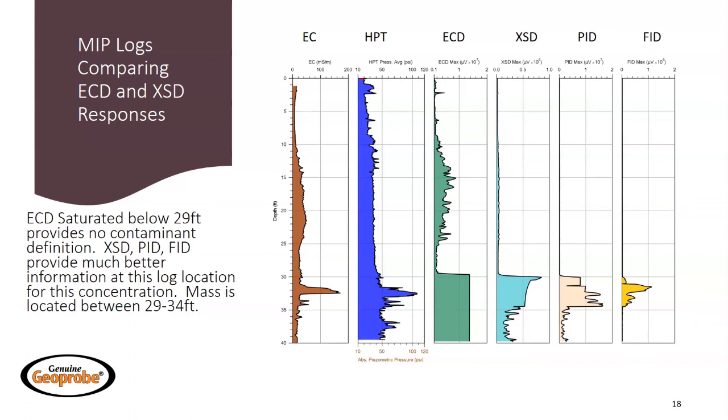The ECD indicates the presence of contaminants below 30 feet, but provides no valuable definition since it's reached its saturation point. The XSD, PID, and FID have all reached their initial saturation points at 30 feet. The XSD shows a spike with a sluggish decline between 30 and 35 feet, which indicates the need to change the gain, and while it could have been done to get better data, it was not done in this log.